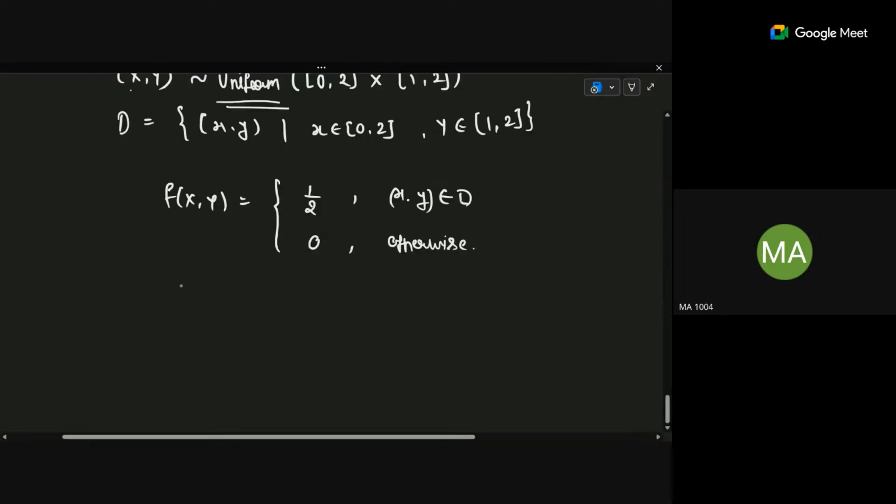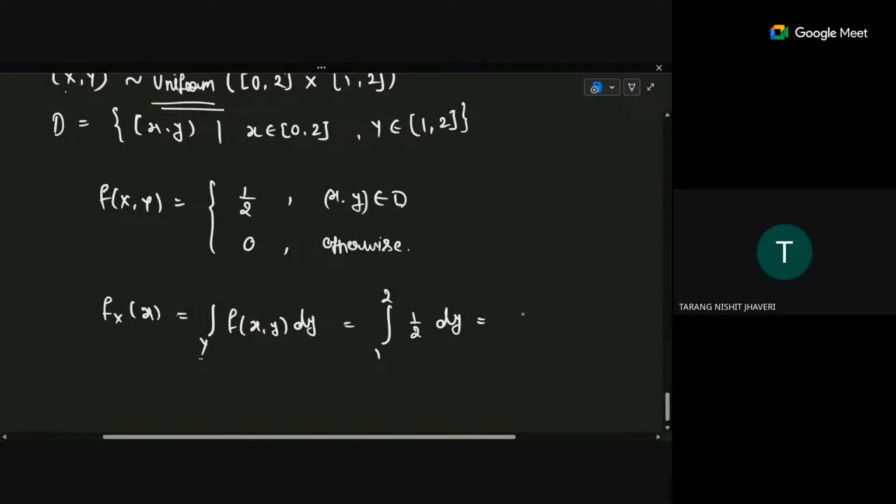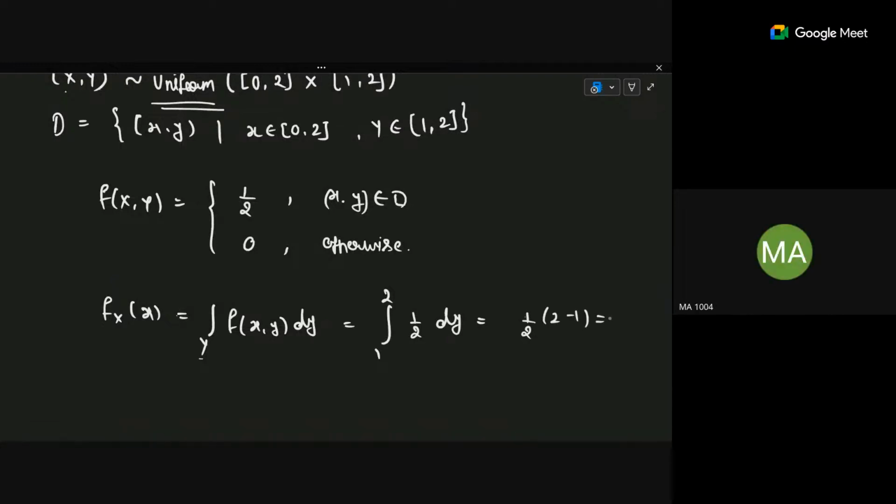So fx of x, that is the marginal density of x, is the integral over y of f(x,y) dy. What will be the integral limits for y? 1 to 2, and the integrand is 1 by 2. So it's very easy there: 1 by 2 times (2 minus 1), that is 1 by 2.